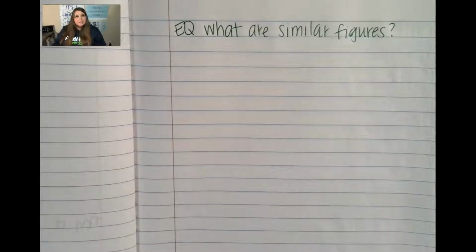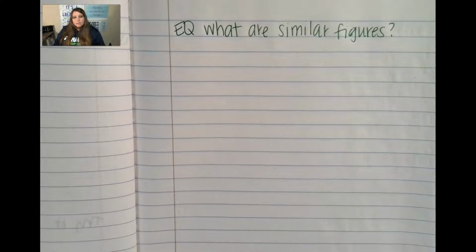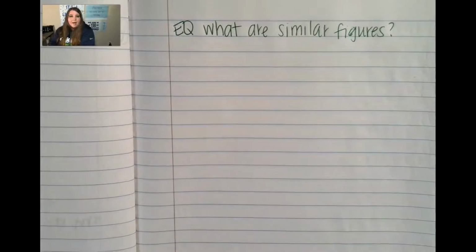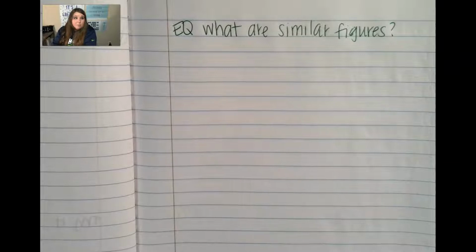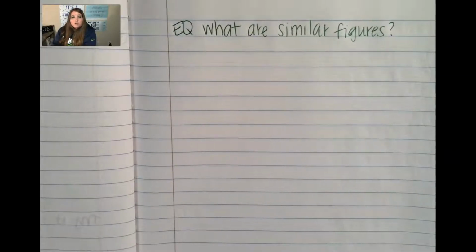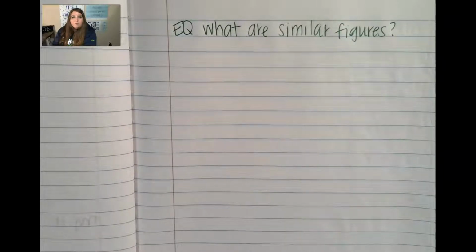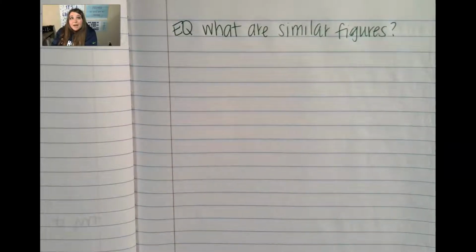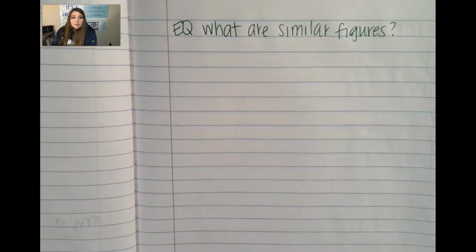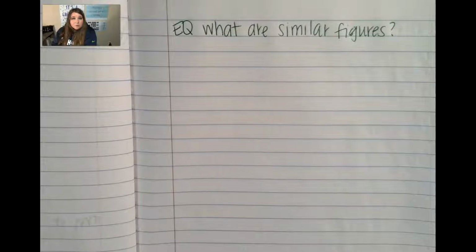We kind of started this in our last chapter, where we looked at figures that had the same shape. Similar figures, if you remember, are two figures that come from one another and have the same shape. They don't necessarily have the same size. So they have the same shape, but not the same size. Congruent figures, which we've learned about, have the same size and the same shape.